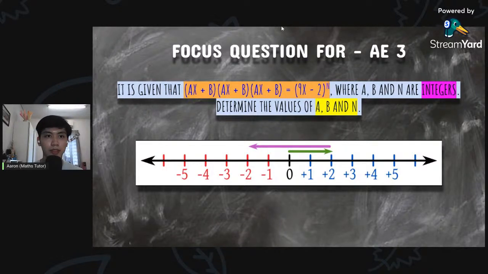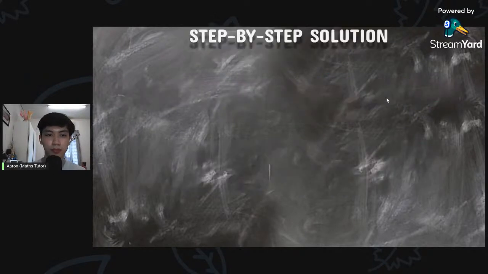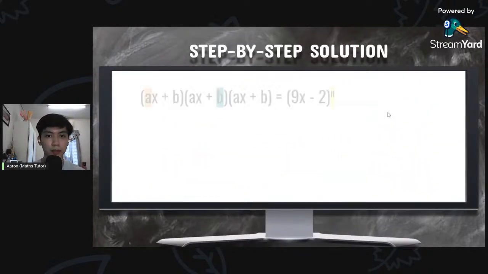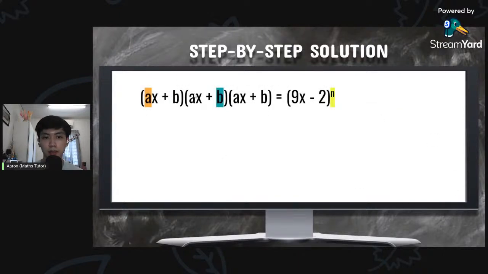So let's see how we do the step by step solution. We list down first: ax plus b multiplied, so 3 times. Kita nampak dia multiplied dengan 3 times. So they multiplied together.